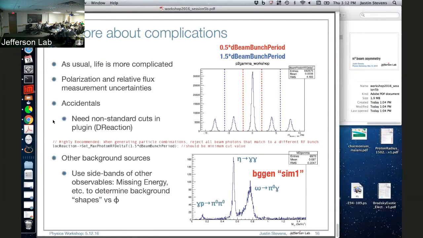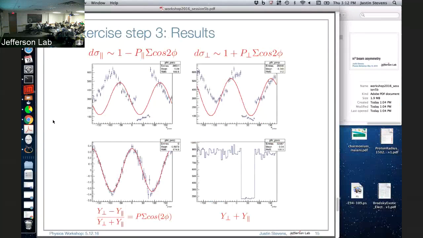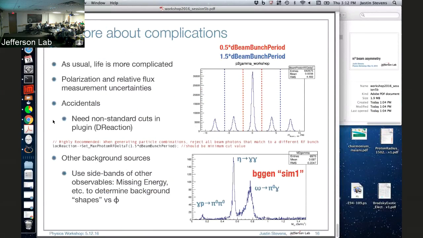All right, so maybe I'll finish up with a few thoughts about other complications, and then if people have questions about the exercises or we want to try to fix anything that's there, we can do that. So, as usual, life is more complicated. This is a nice picture of what this cancellation of the acceptance might look like.